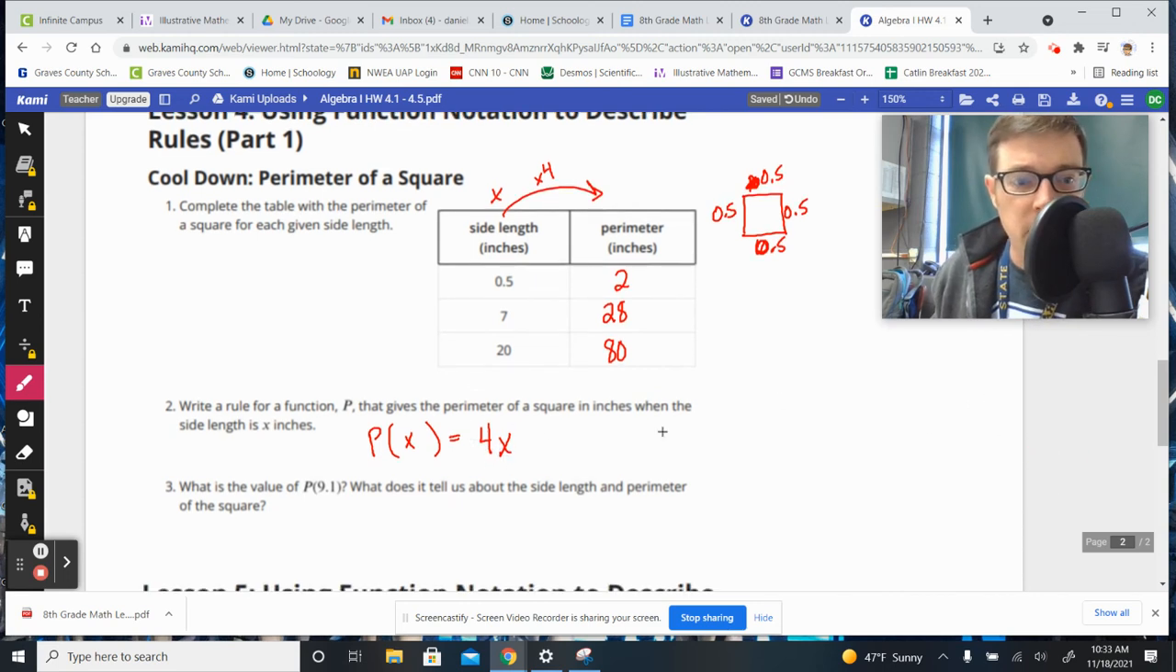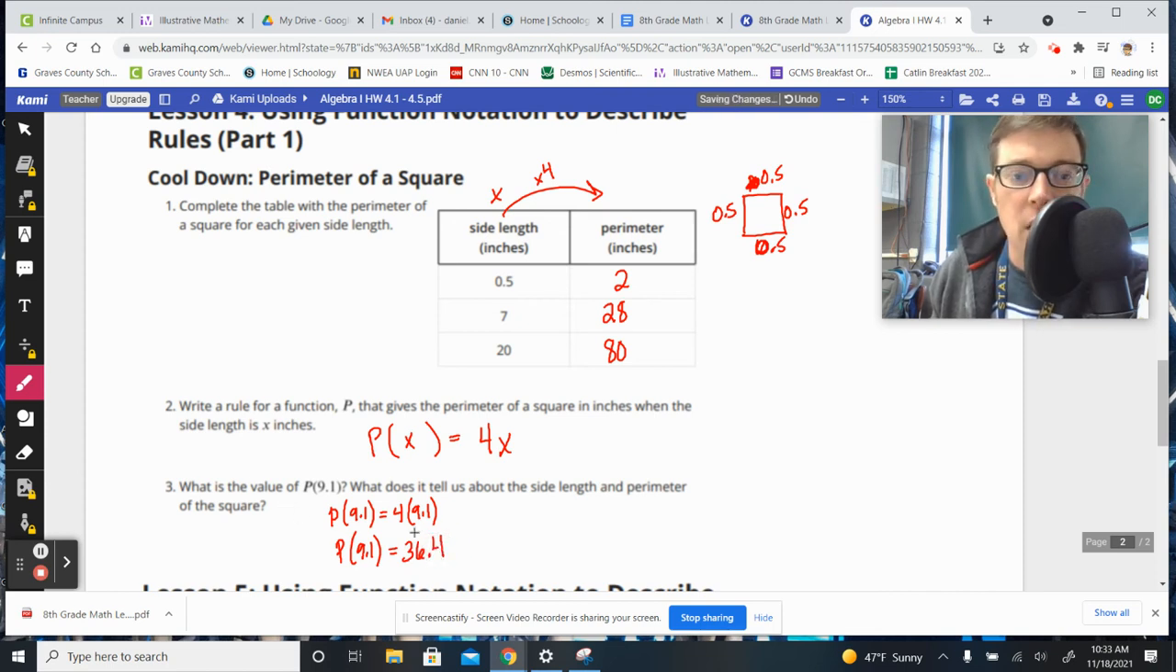So on number 3 here, whenever I give you a value, p of 9.1, it asks what it equals. Well, p of 9.1 would be equal to 4 times 9.1. We're essentially putting 9.1 in the place of all of the x's in our function. It's our input. So we do 4 times 9, which is 36, and then times 0.1 would be 36.4. So p of 9.1 equals 36.4. That is its value.